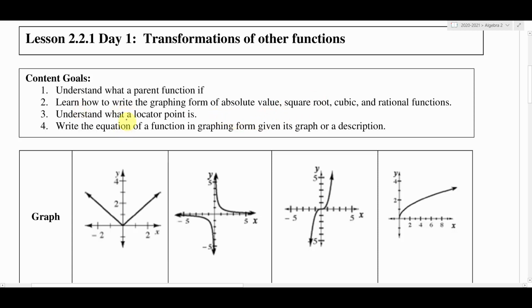We also want to understand what a locator point is, and we want to be able to write the equation of a function in graphing form given its graph or description. All right. So let's start on this.